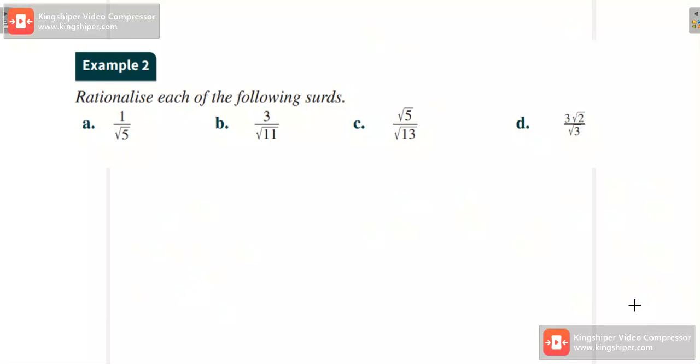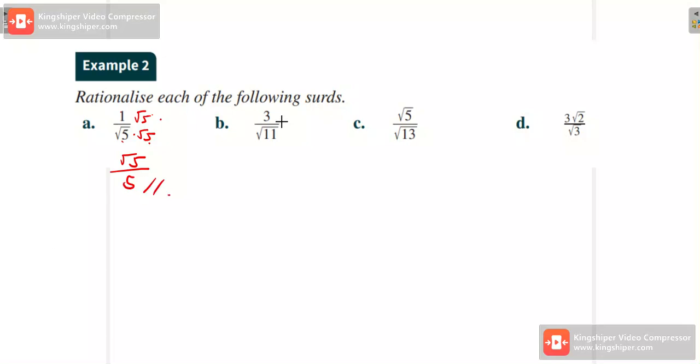Now let's look at these examples. Rationalize each of the following sets. So quickly, let me take you through this. To rationalize this, just multiply the denominator by root of 5 and also multiply the numerator by root of 5. So 1 times root of 5 is root of 5. Then root of 5 times root of 5, by now you should know that it is 5. So that is the answer.